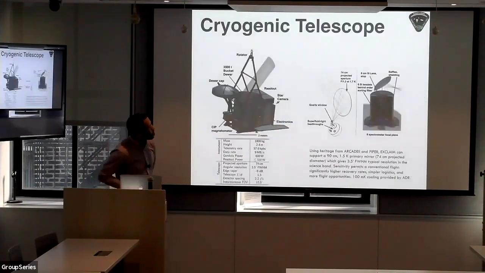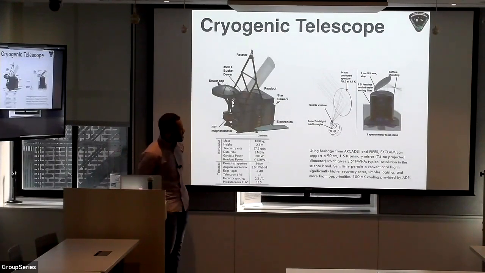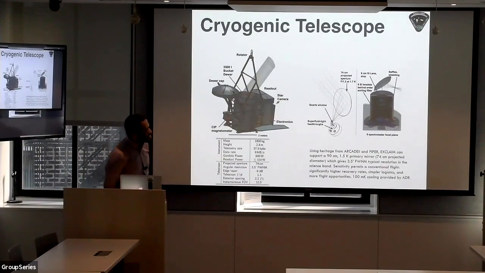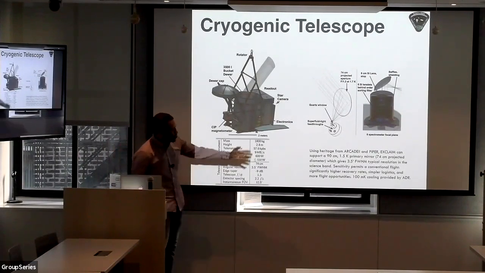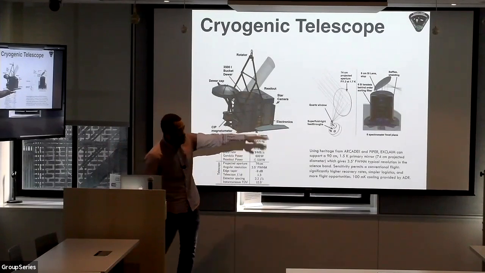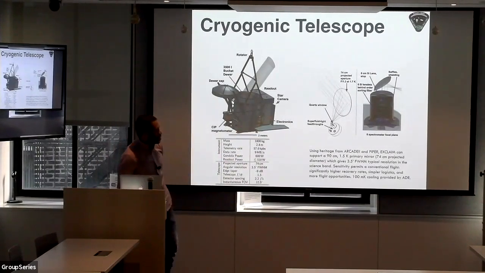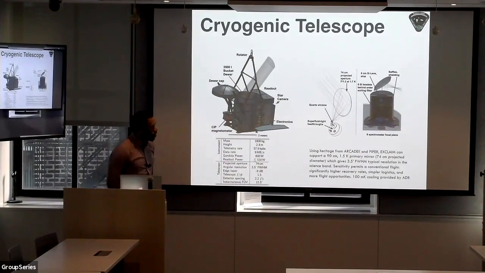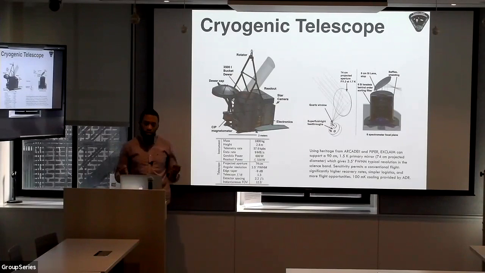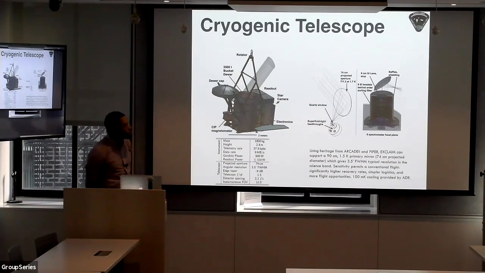So this is what the telescope looks like. I'm not a telescope person, but this is what it looks like. Again, it's a 74 centimeter aperture. It's cryogenically cooled at the bottom, where it's going to be cooled to about 1.5 Kelvin. It doesn't say on here, but this is going to be flying at about 100,000 feet. The idea is that it would reduce the thermal broadening of the line, so you can see between atmospheric lines in order to reduce your foregrounds in the atmosphere.